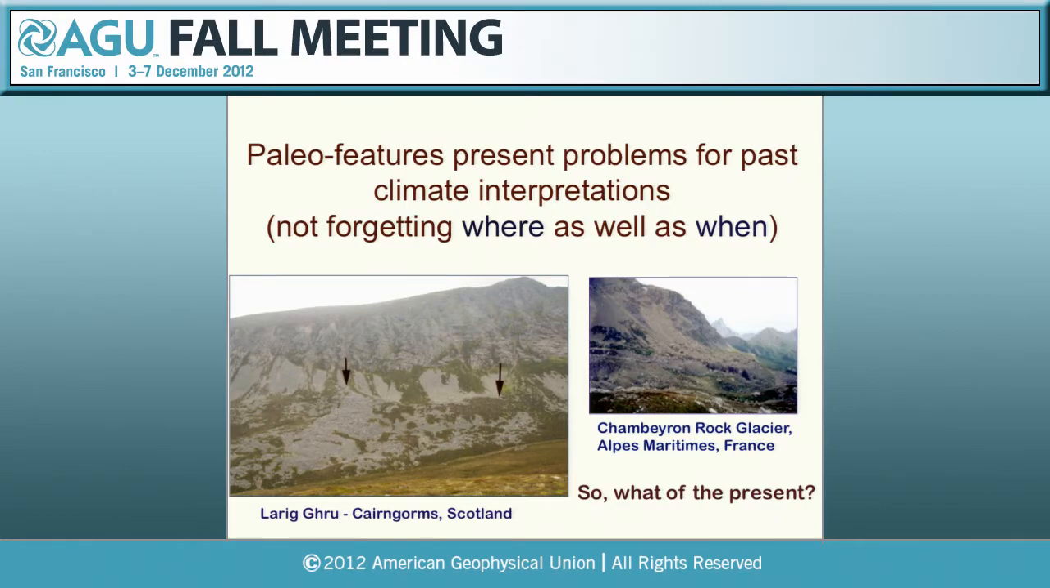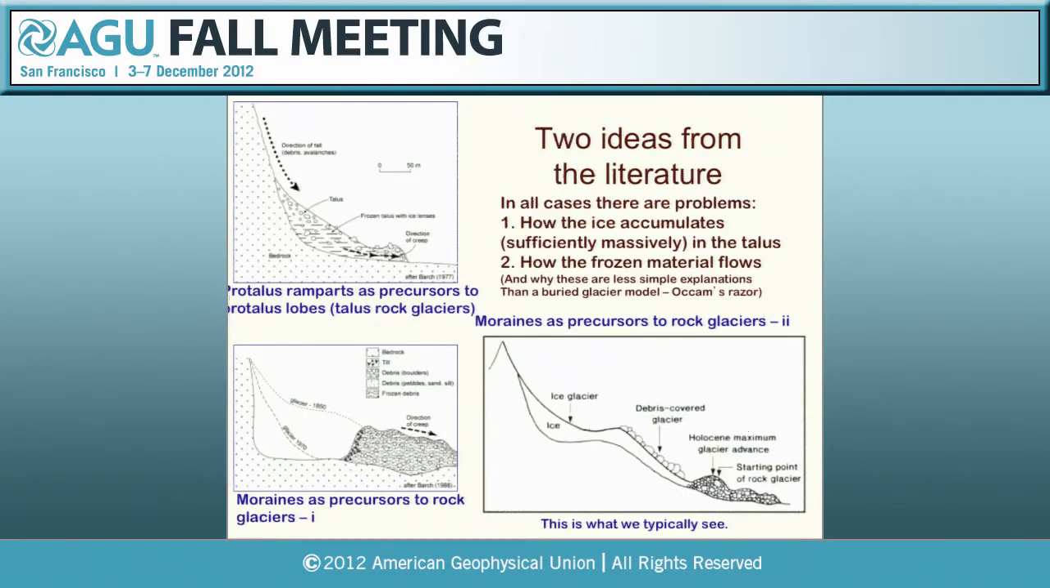And even on the limits of glaciers in the Alpes Maritimes, there are some paleo features which we can make some guesses about, but we don't really know again what's going on. So can we use things that are decaying at the moment with ice in the bodies in various ways? So we've got various models, Protalus ramparts. Okay, here's our rampart, which may, under some ideas, start to develop into a rock glacier. Here's a moraine, which again, with ice incorporated in that, may start to develop and move off downslope.